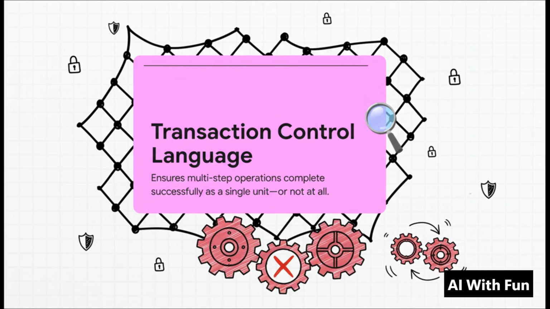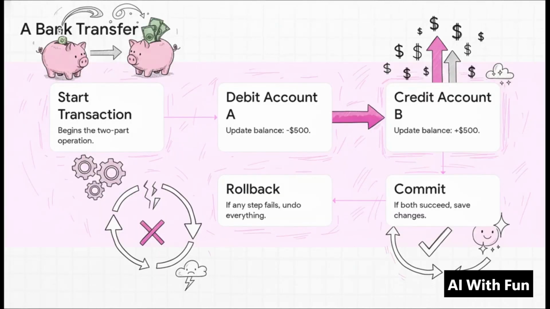And last but not least, safety. TCL, or Transaction Control Language, is our safety net. Its whole job is to manage transactions, which are just operations that have multiple steps. And TCL works on a really simple but powerful principle. Either every single step succeeds, or the entire operation is undone like it never, ever happened. It's all or nothing.